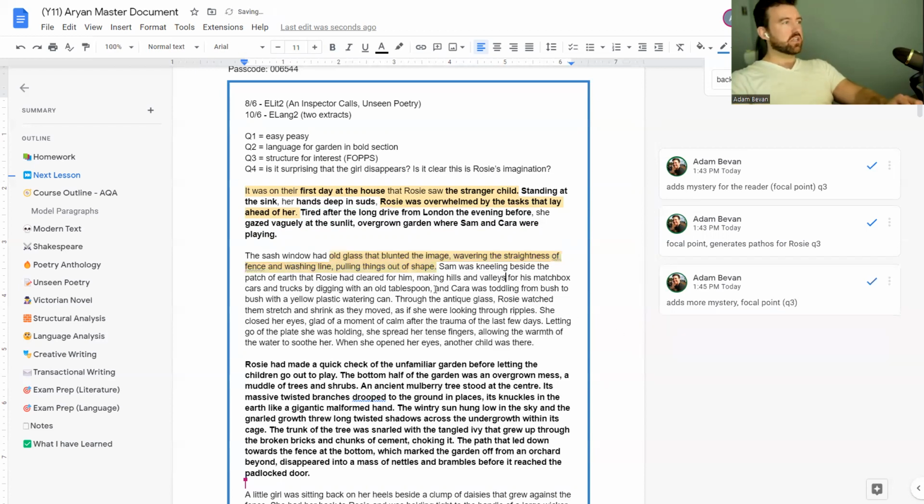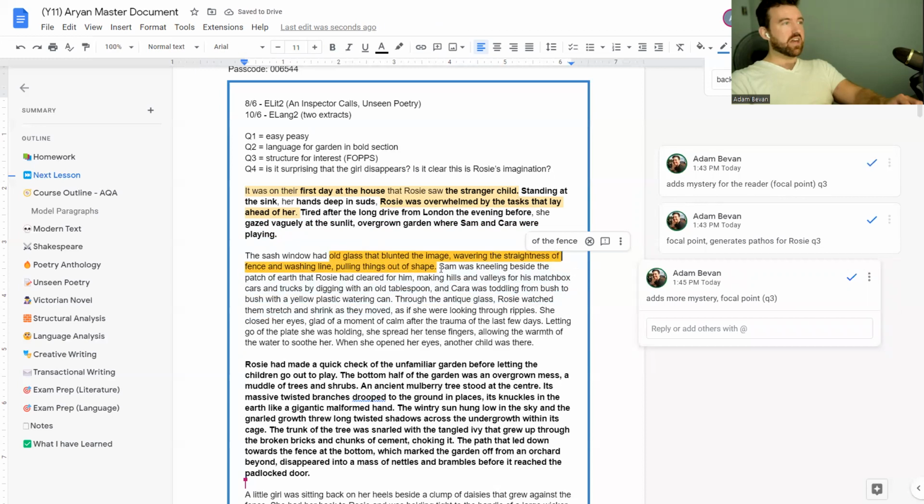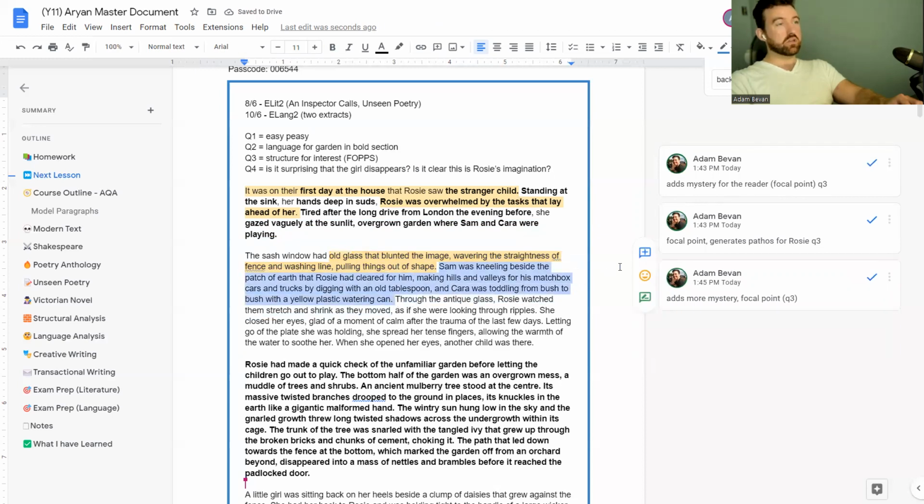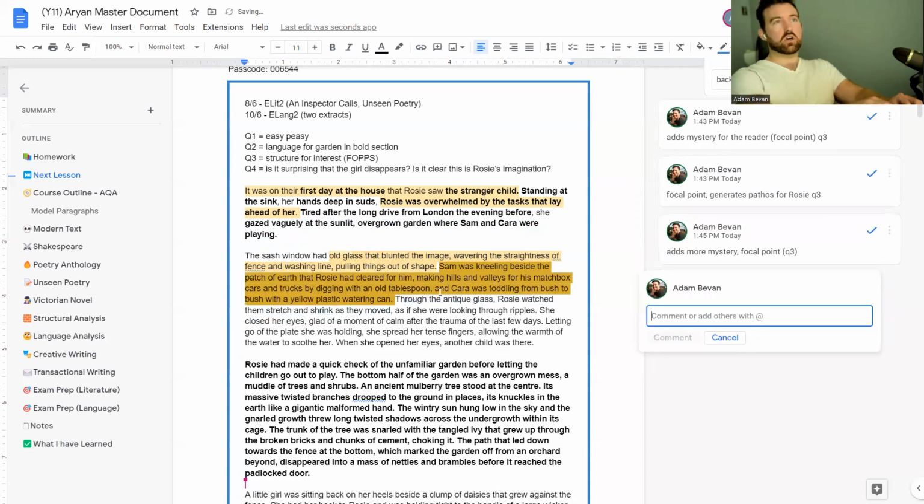Sam was kneeling beside the patch of earth that Rosie had cleared for him, making hills and valleys for his matchbox cars and trucks by digging with an old tablespoon. And Cara was toddling from bush to bush with a yellow plastic watering can. So this bit here, as well as looking at focal points, we're also trying to look for pace. We're going to look particularly for long sentences or short sentences. So this long, complex sentence is very fast pace. And that adds a sense of the excitement and energy of the children in the garden, which could also be quite interesting for the reader.